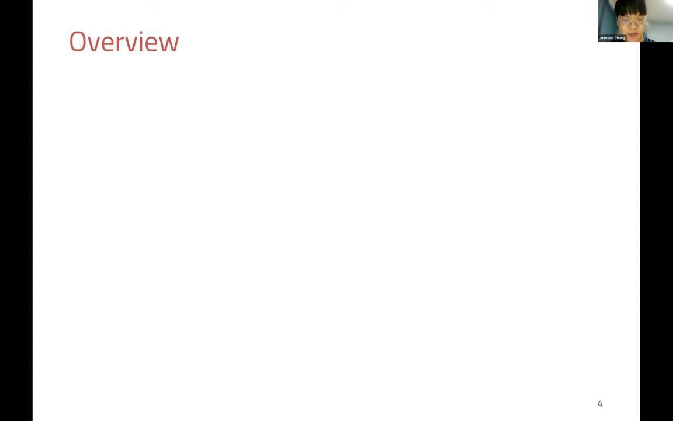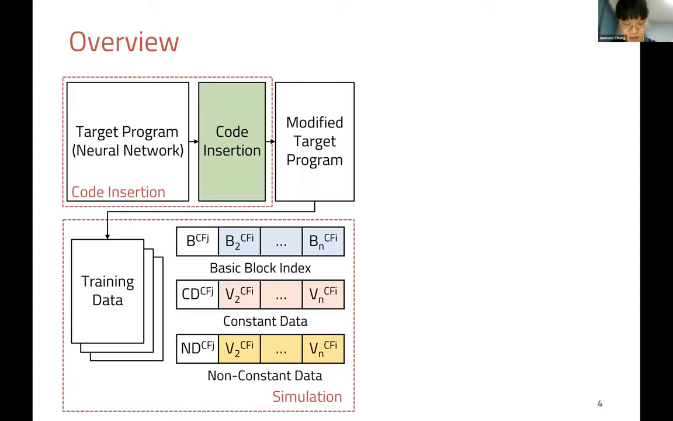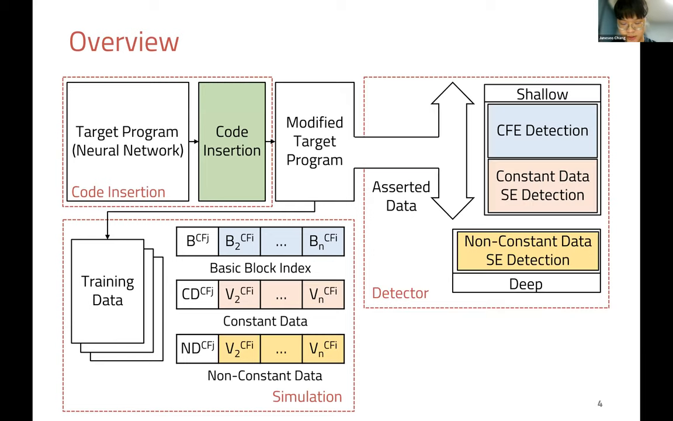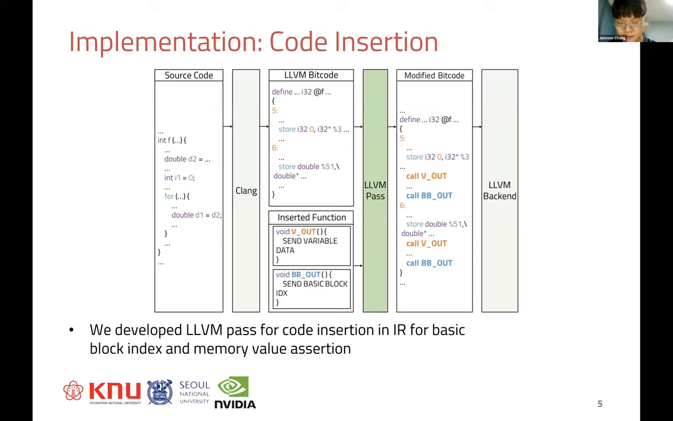So our model consists of code insertion, simulation for extracting data and control flow, and a software detector trained on simulation data. We will cover them one by one in the next chapters. For code insertion, we developed LLVM passes that insert code for a basic block index and memory value assertion to the fault detector.